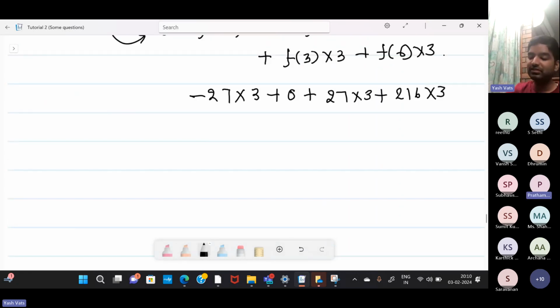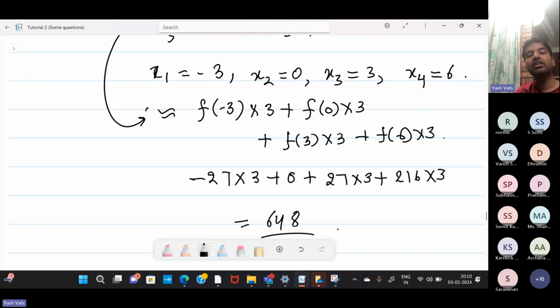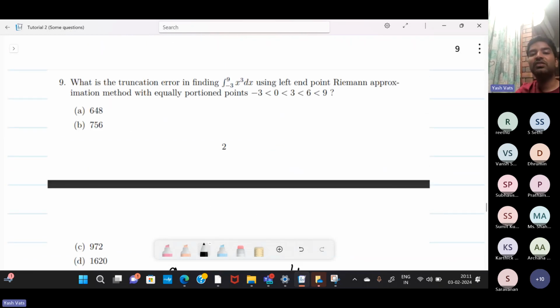Have to find the absolute error. We will calculate the actual integral value also. Let's wait for it. So minus 27 into 3 plus 27 into 3, that is 0, and 216 into 3. Okay, you are right. Yes, you are right. Sorry.